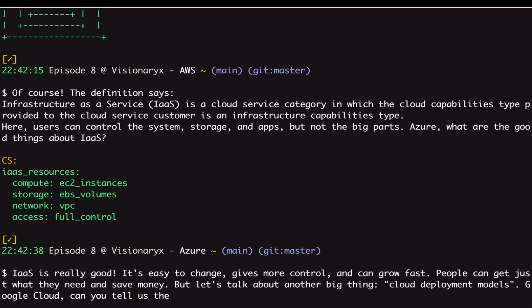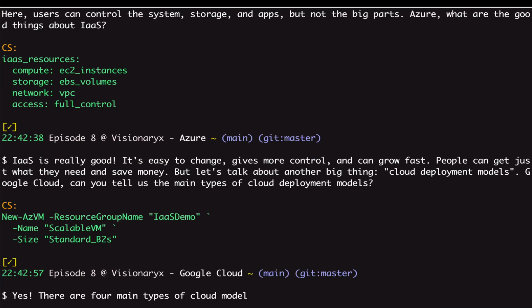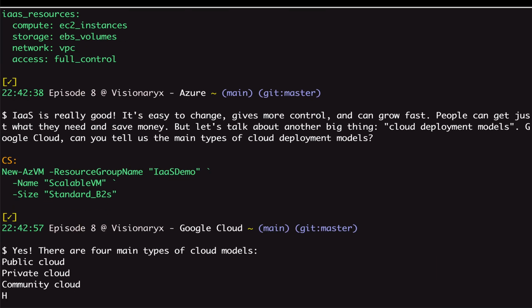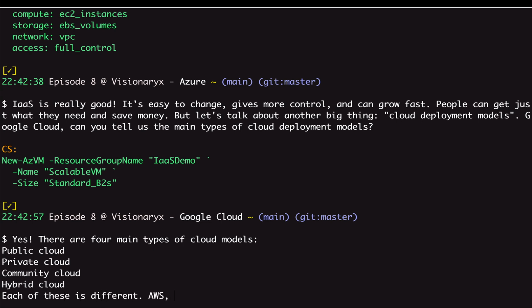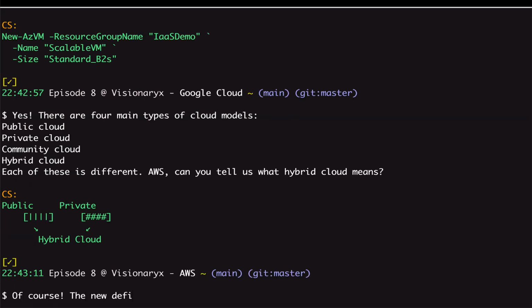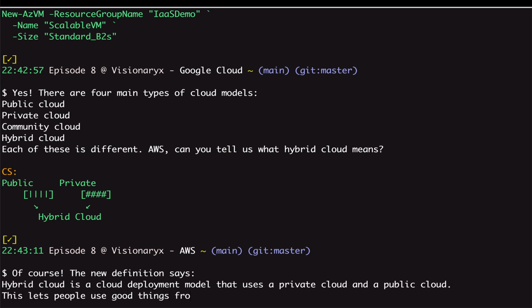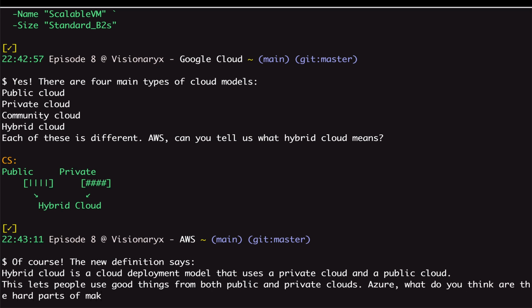But let's talk about another big thing, cloud deployment models. Google Cloud. Can you tell us the main types of cloud deployment models? Yes. There are 4 main types of cloud models: public cloud, private cloud, community cloud, hybrid cloud. Each of these is different. AWS, can you tell us what hybrid cloud means? Of course, the definition says hybrid cloud is a cloud deployment model that uses a private cloud and a public cloud. This lets people use good things from both public and private clouds.